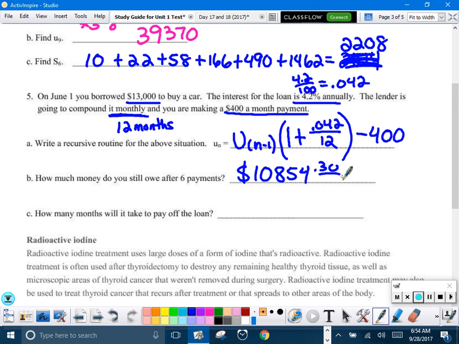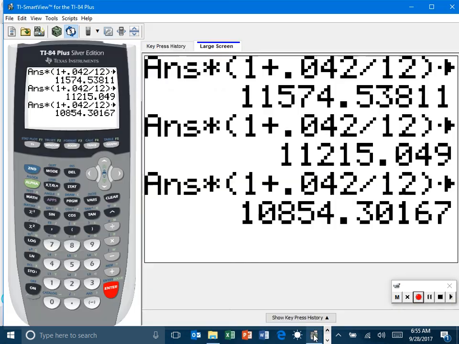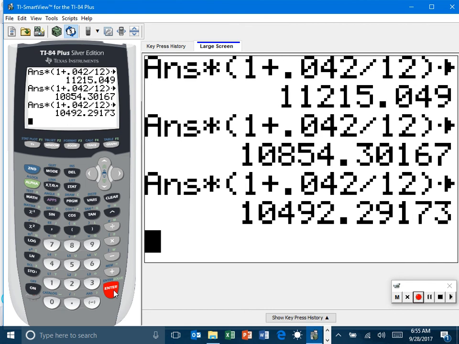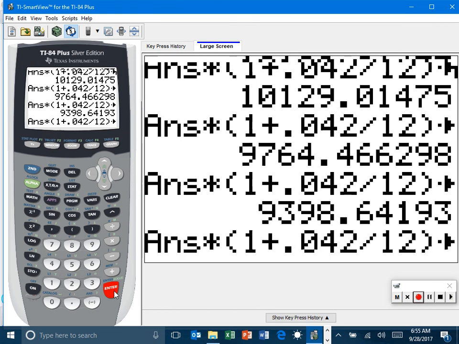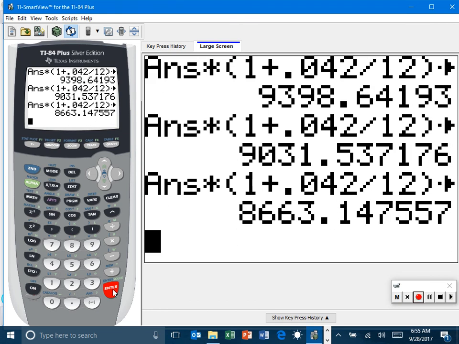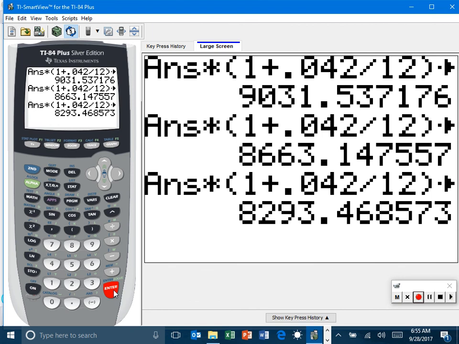Okay? Now the next one is how many months will it take to pay it off? This is where you got to count. Okay, sorry, this might be a little annoying. Here we go. So that was 6 months. 7, 8, 9, 10, 11, 12, 13. Okay, I'm just going to do this without counting out loud.